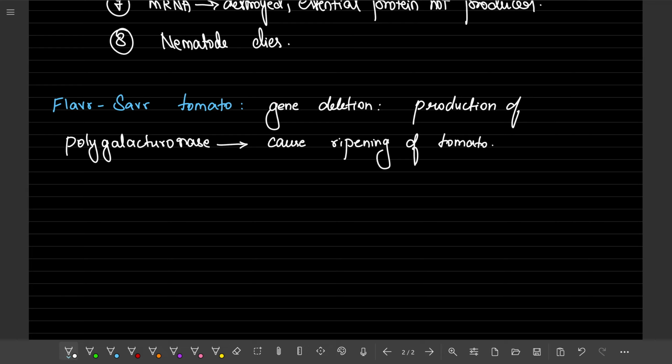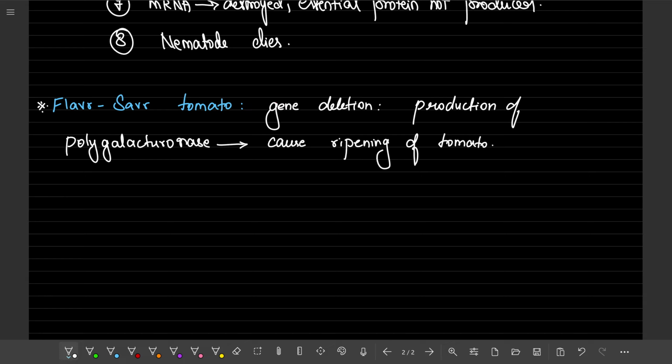So that is because of the removal of this gene only, which is for polygalacturonase, which causes ripening of tomato. Why flavor saver? It's found that after removal of this enzyme producing gene, the flavor of tomato also increases. So it's called flavor saver tomato. This is just one more example. So far we have seen how many examples for agriculture: golden rice, BT plants, RNA interference, and this tomato.